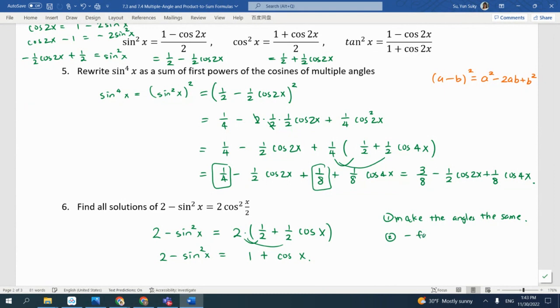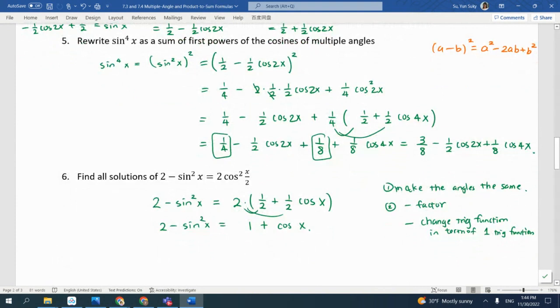Step 2. If you can factor it, fine. Or if you cannot factor it, try to change the trig functions so it's in terms of only one trig function. So in this problem, we cannot factor. There's no common factor, right? But then you think about, can we change the trig function so that we only have one trig function?